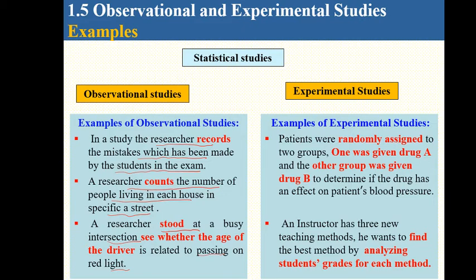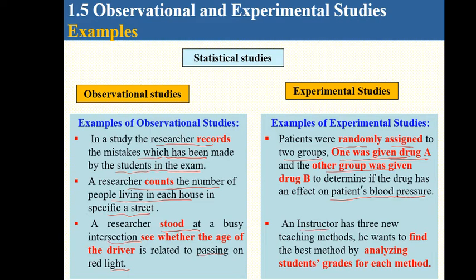And now look at the experimental studies. Patients are randomly assigned to two groups. You divide the patients into two groups, and you give one group a drug and the other group another drug, and then you want to see its effect on the patients' blood pressure. So as you see, you are interacting with the patients and you are giving them medicine.